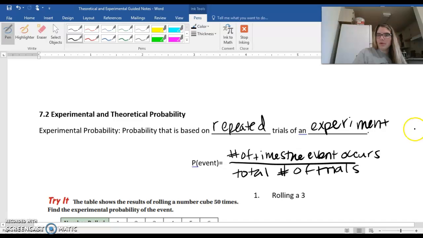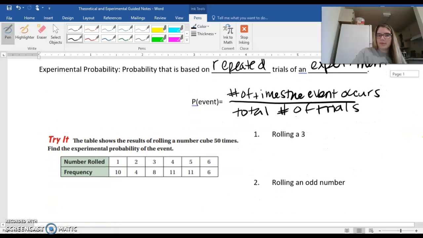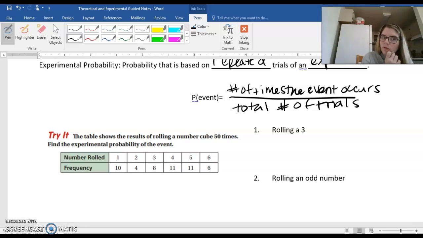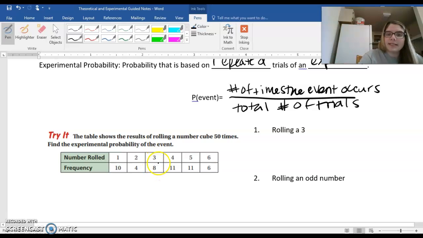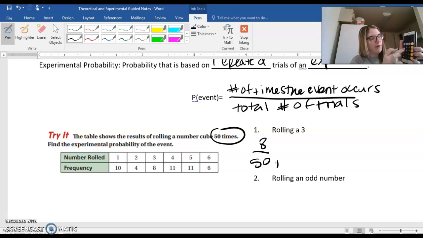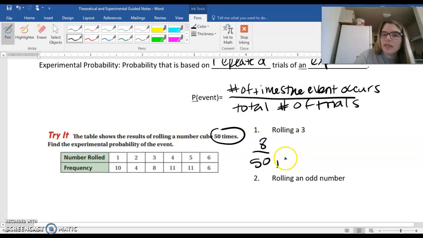On our first example, the table shows the results of rolling a number cube 50 times, to find the experimental probability of the event. So rolling a 3. The number of times that event occurs: rolling a 3 occurs 8 times, out of 50 rolls. We're going to write it as a fraction, a decimal, and a percent. Take your calculator and go 8 divided by 50, that gives you 0.16. Then if you move the decimal 2 times, that's 16%.